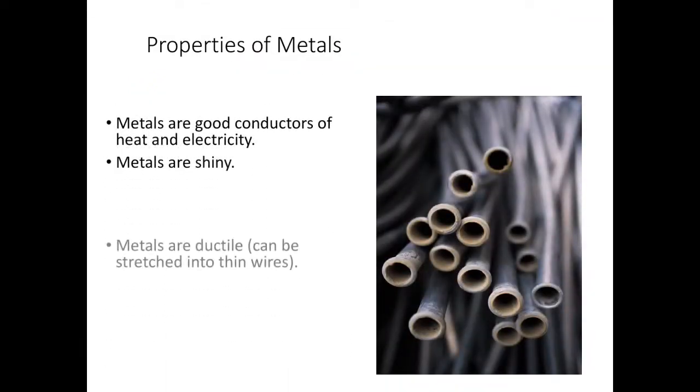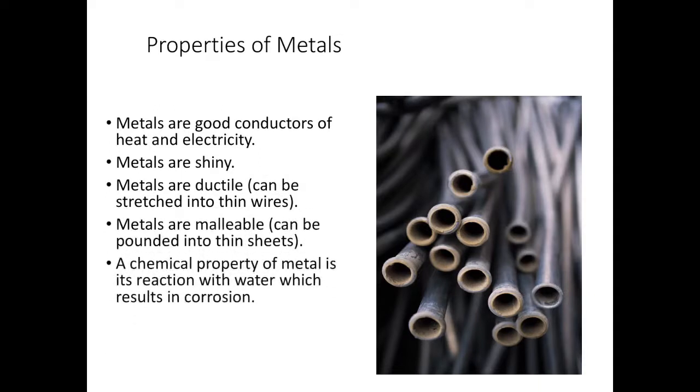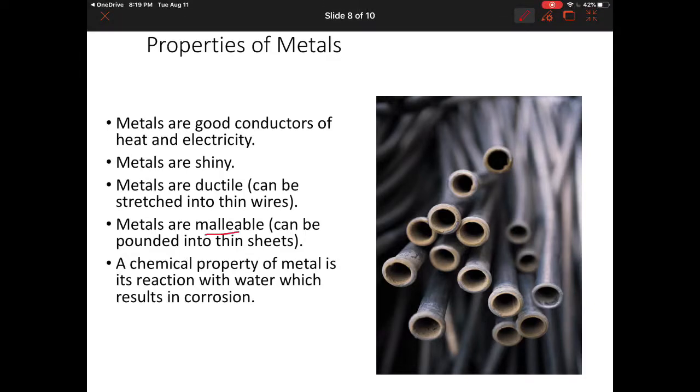Alright, properties of these different things. Metals are excellent conductors of heat and electricity. That's why we use them in our wiring and in our pots and pans, whatnot. They're also shiny. They can be ductile, which means we can stretch them into thin wires, hence the reason for using them for wiring. They're also malleable, meaning we can hammer them into sheets. Remember both of these terms. They're going to be important.